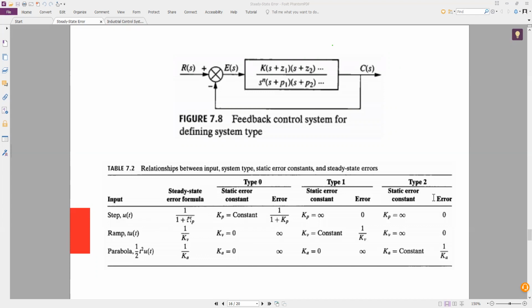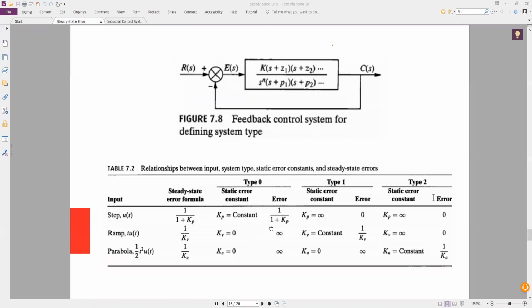A step, 1 over 1 plus Kp. Steady state error formula. There are three kinds of error: type 0, type 1, and type 2. In type 0, Kp is a constant, Kv and Ka would be 0. And the error for Kp would be 1 by 1 plus Kp, and for Kv and Ka it would be infinity.